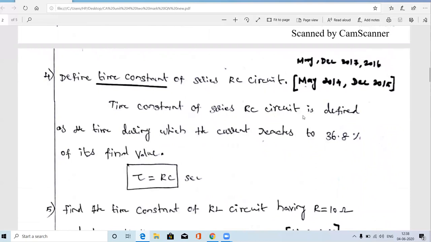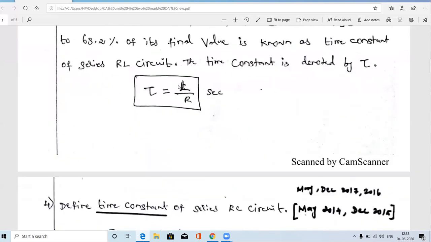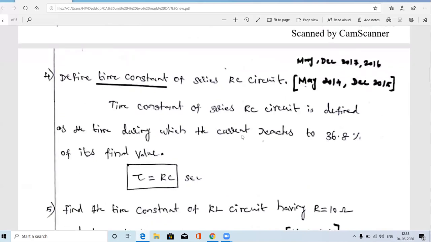The time constant of a series RC circuit is defined as the time during which the current reaches 63.2% of its final value. Here, when the current reaches 36.8% of its final value, that time is said to be the time constant. So the formula for the time constant of the RC circuit is tau equal to R into C.